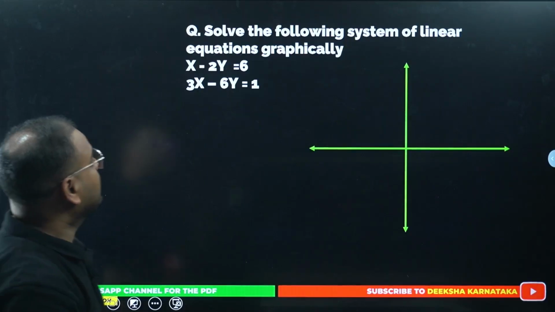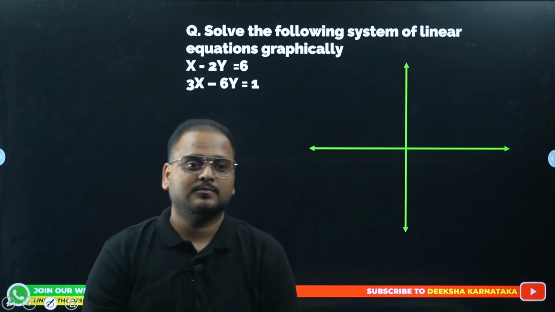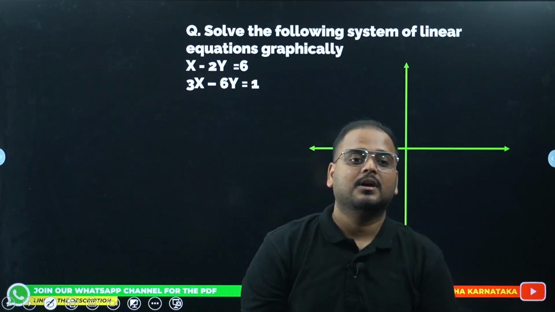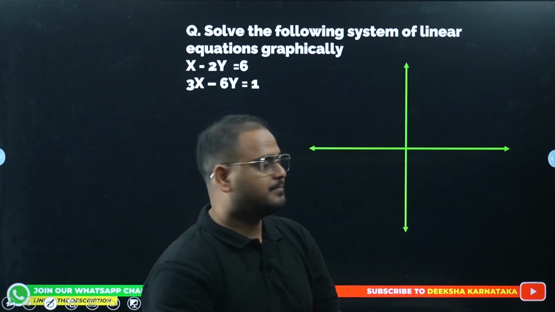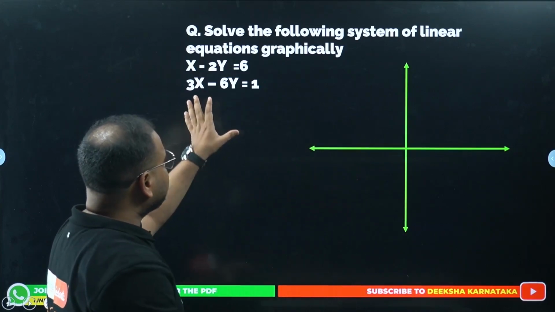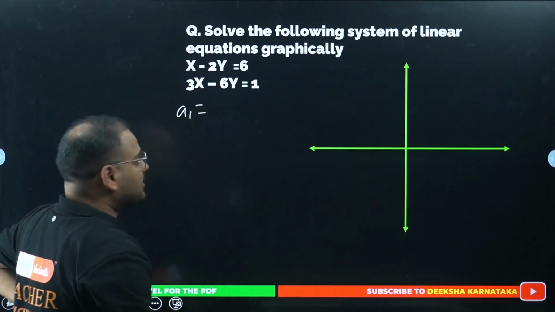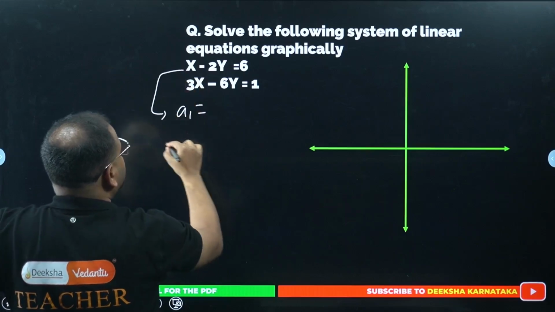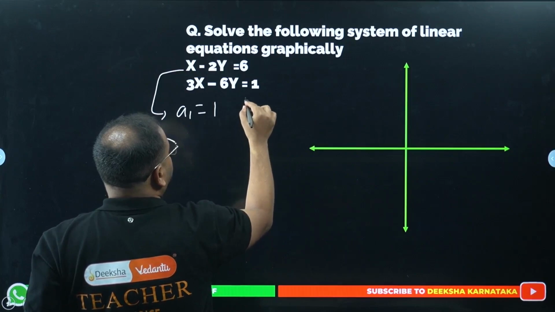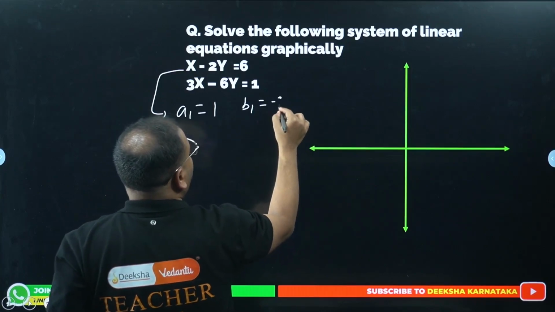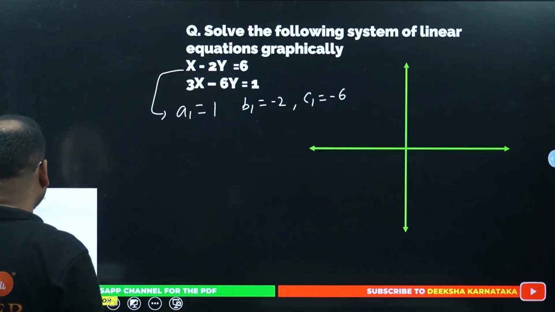Great. Okay, now solve the following system of linear equations graphically. We'll use both methods, algebra and graphically, to solve it. Okay, so basically if you look at it, what is A1? Compare this equation. What is A1? 1. What is B1? -2. What about C1? -6. How, sir? C1 is just 6.